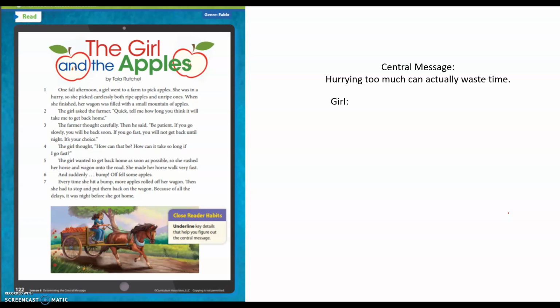So let's first talk about the girl. I know she's in a hurry, so she picks apples that are ripe and apples that are not ripe. And that happens in paragraph 1. Well, already I can see she's getting too many apples. So when she's moving, they are going to fall off because she's not paying attention. If she only got the ripe ones, the good ones, that wouldn't have happened. Can you find another action of the little girl that helps contribute to the central message?